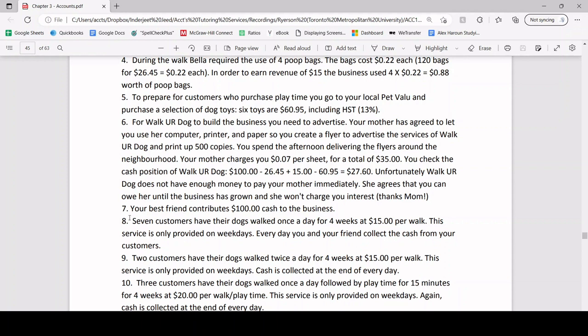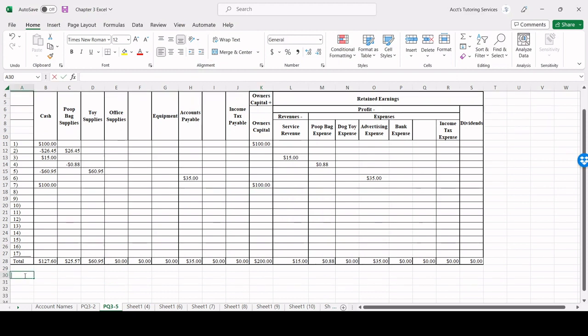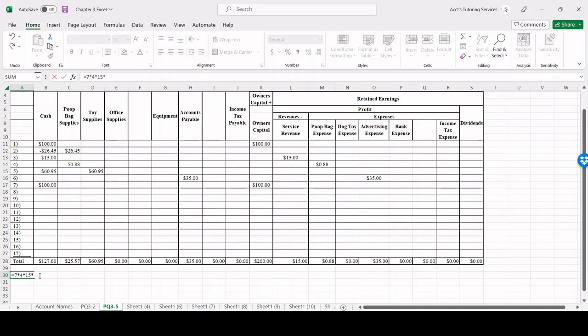So I'm going to go back to Excel and do a quick calculation. So 7 customers have their dogs walked once a day for 4 weeks. So we're going to simply do 7 customers times 4 weeks at $15 per walk. And remember, there's 5 days in a weekday because it specifically says it's only provided on weekdays: Monday, Tuesday, Wednesday, Thursday, Friday. So we're going to multiply this by 5 to arrive at 2,100.